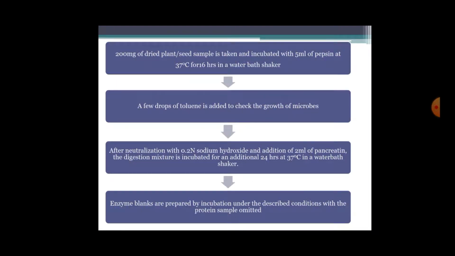Let's move to the procedure. So take 200 milligram, that is 0.2 gram, of dried plant or seed sample. In that add 5 ml of pepsin and incubate it for 16 hours at 37 degrees Celsius. Then after that add a few drops of toluene to stop the growth of microbes.